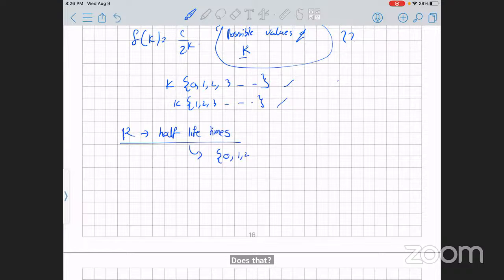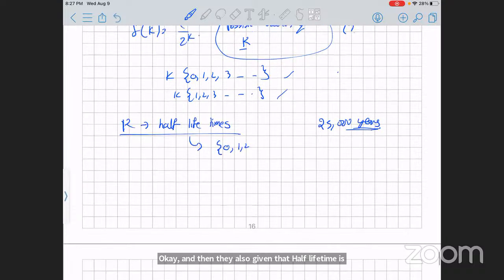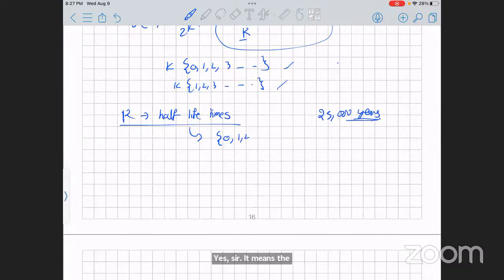And then they also gave that the half-life is 25,000 years. It means after 25,000 years, the uranium atoms are left at half. I mean, 1 gram of uranium will become half a gram. Okay, clear?